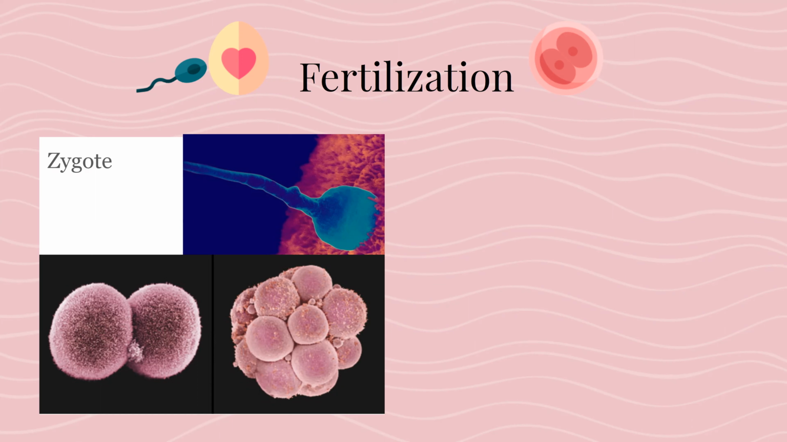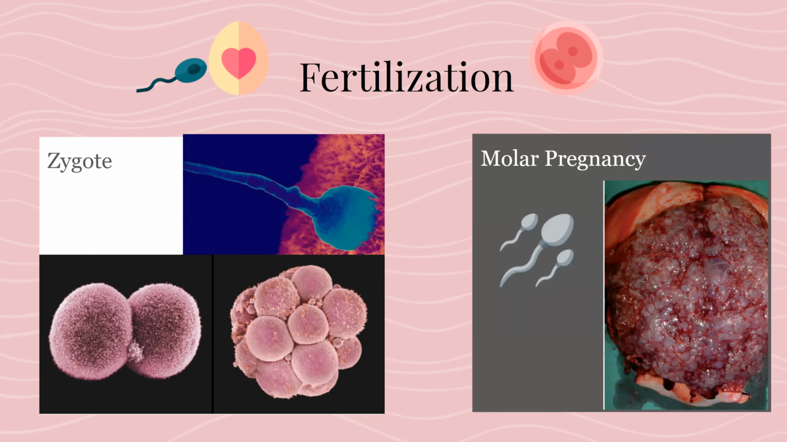And the combined sperm and egg is called a zygote, and that divides pretty quickly until it becomes a ball of cells known as a blastocyst. And then molar pregnancies can arise because of an imbalance in genetic material in the pregnancy. This happens in about 1 in 1,000 cases, and some of the types increase the risk for cancer.